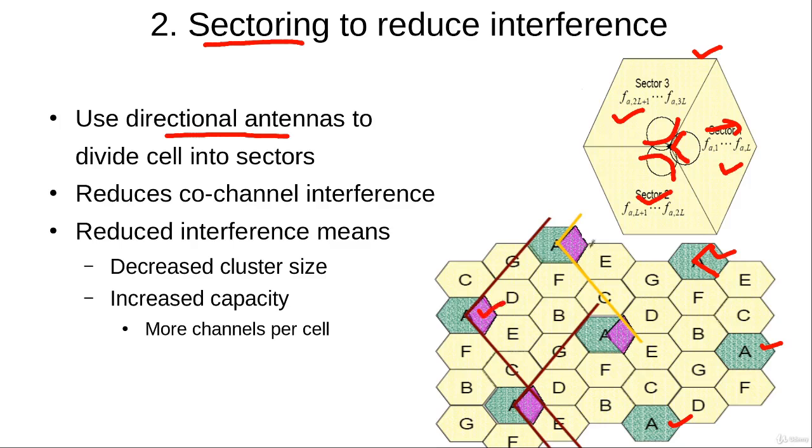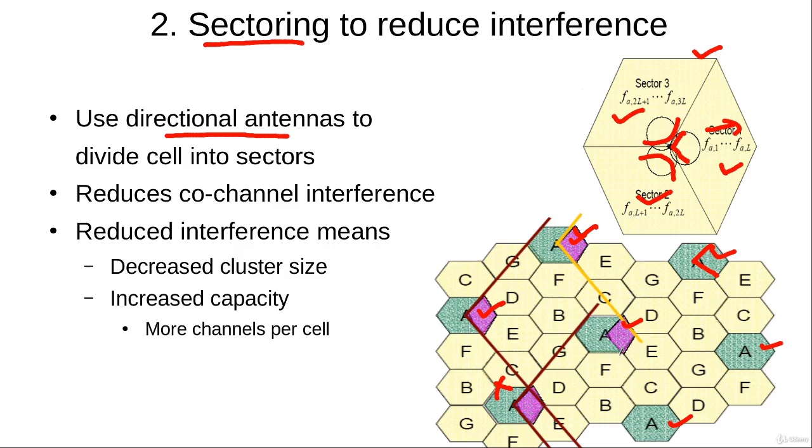Now, in each of these cells, the same frequencies would be used. So now this sector is only transmitting in this direction. So it is only interfering with this cell, and it is interfering with this cell, and it is not interfering with this cell because its transmissions are away from this cell.